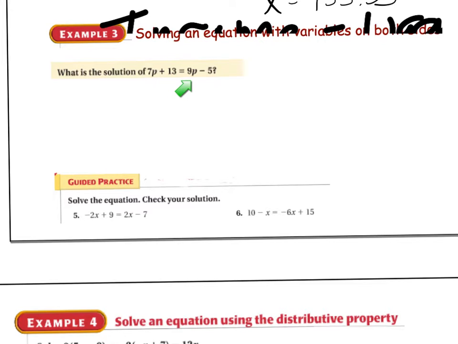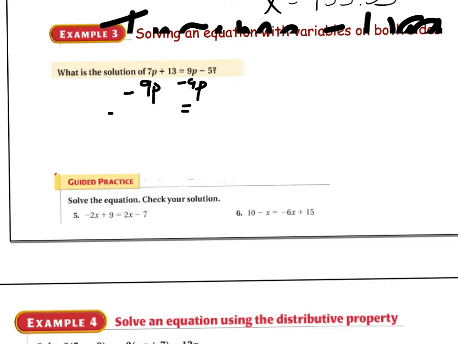So I could either take away 9p from both sides, or I could take away 7p from both sides. It doesn't matter. It's your preference. A lot of us like positive variables, and so that would mean that we should move this over here. But also a lot of us like all our variables on the left-hand side. So again, it's personal preference. So I am, just for fun, going to take away 9p from my right side and put it over on the left, or do the same thing to both sides.